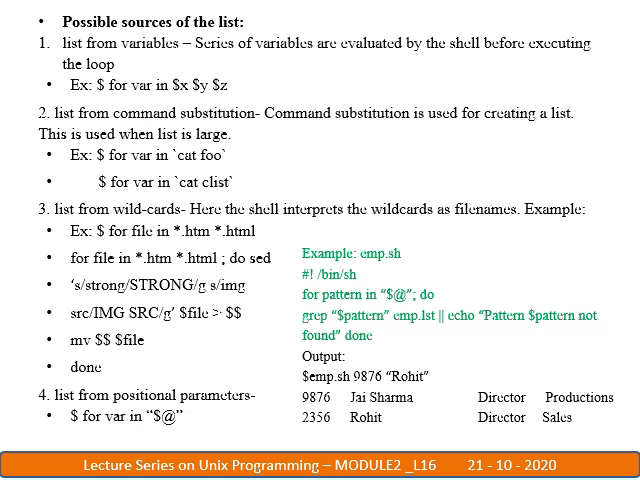Now, some possible sources of the list. First, a list from variables, that is, a series of variables evaluated by the shell before executing the loop, like $x, $y and $z. All these variables will be looped over as a list of variables. It can also be used with command substitution for creating a list. This is used when the list is too large, for example: for variable in `cat foo`, for variable in `cat clist`.